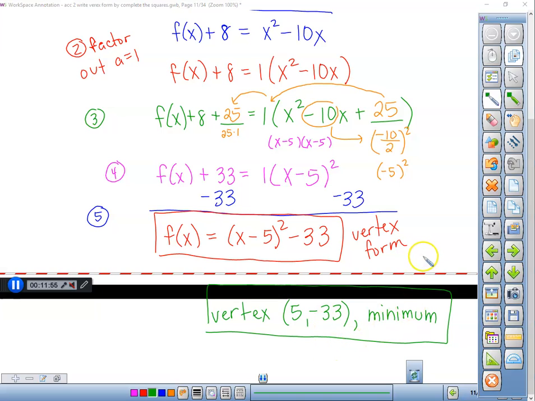All right, so that is the last example for this lesson, and you can go ahead and begin the assignment.